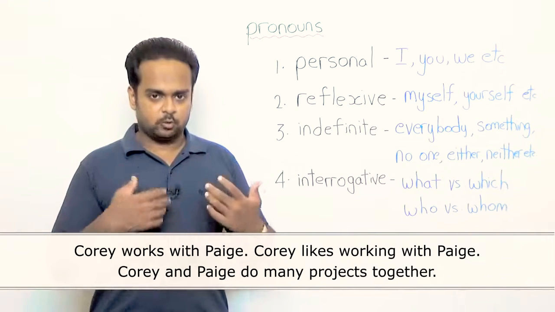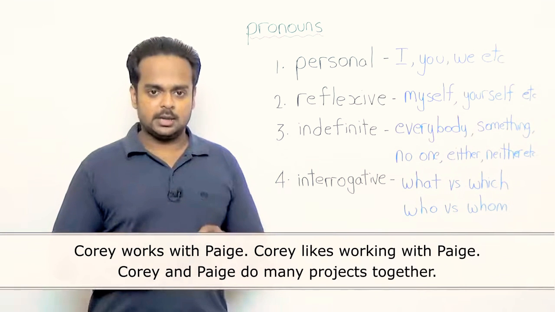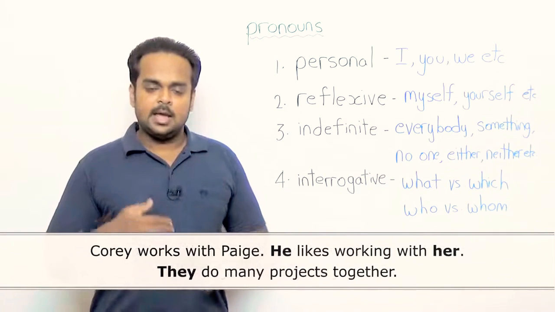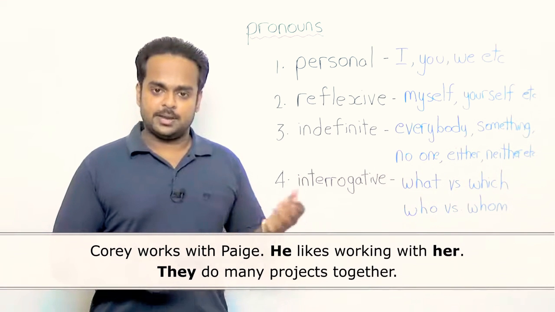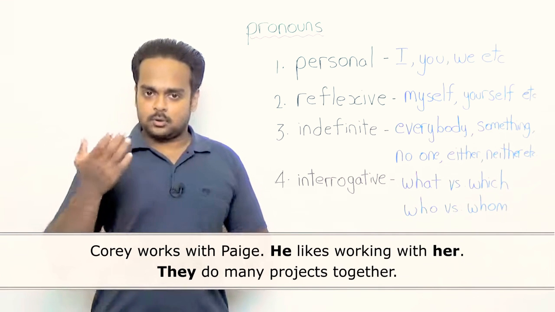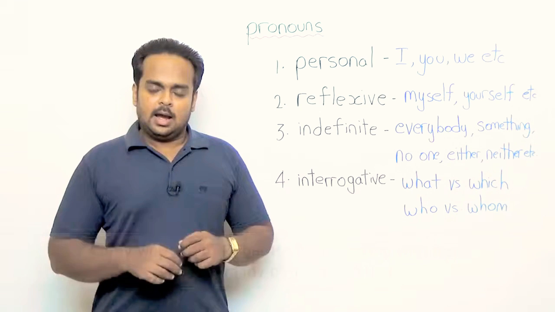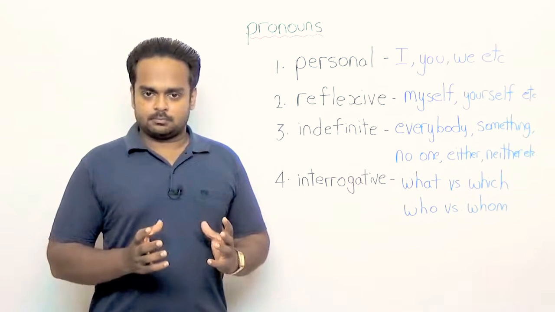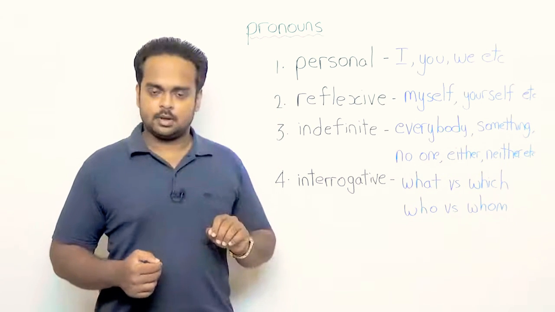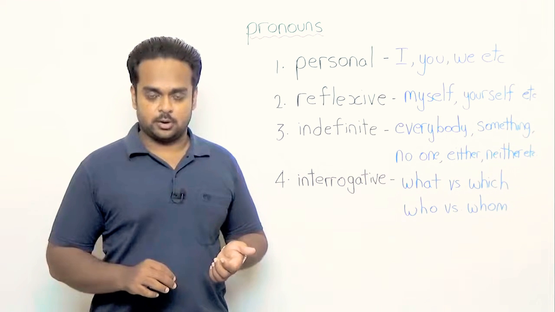Of course, that sounds very repetitive because we keep saying Corey and Paige. So can you tell me how you would improve this sentence? Well, you can say, he likes working with her. They do many projects together. That sounds much more natural because we're using the pronouns he, her, and they in the place of nouns. And that type of pronoun, pronouns that talk about people, are called personal pronouns because they refer to persons, even though the pronoun it is considered a personal pronoun.